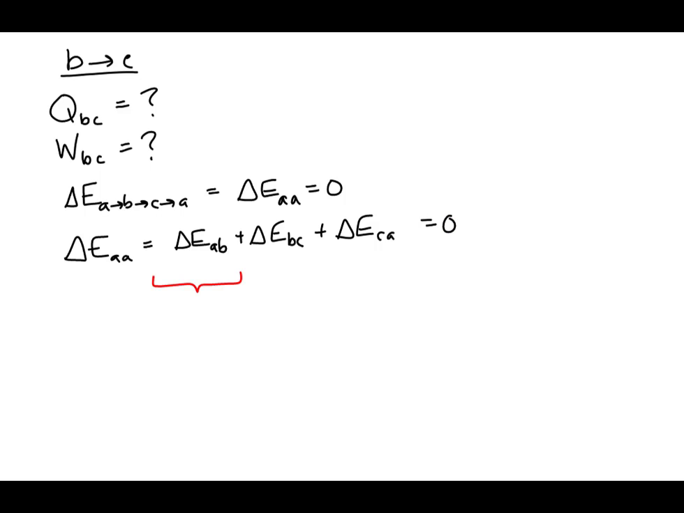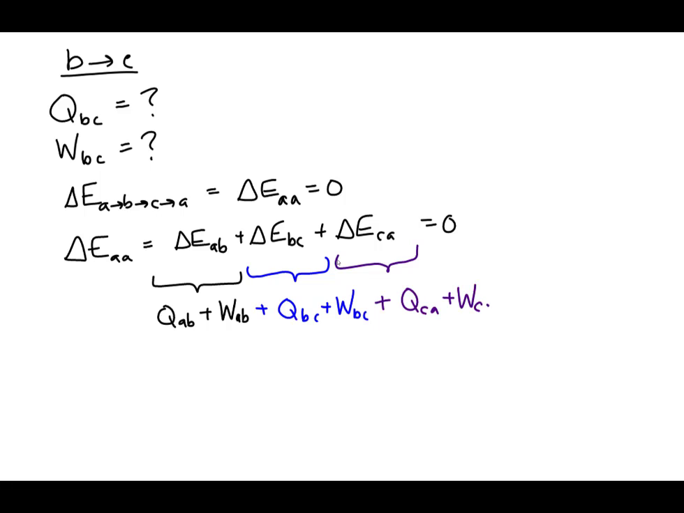The first law of thermodynamics demands that the change in internal energy from state A to state B is equal to the sum of the heat exchanged with and the work done on the gas between those two states. The change in internal energy from state B to state C is equal to the sum of the heat exchanged with and the work done on the gas between states B and C. The change in internal energy from state C back to state A is equal to the sum of the heat exchanged with and the work done on the gas between those two states. The sum of these works and energies for a complete cycle must be zero.